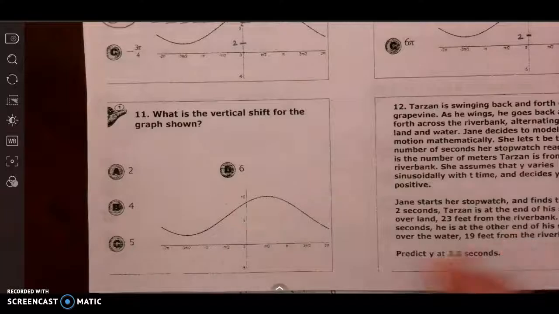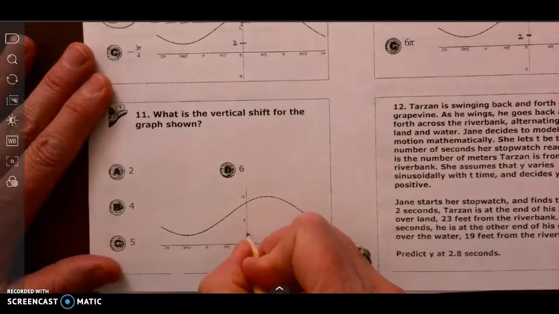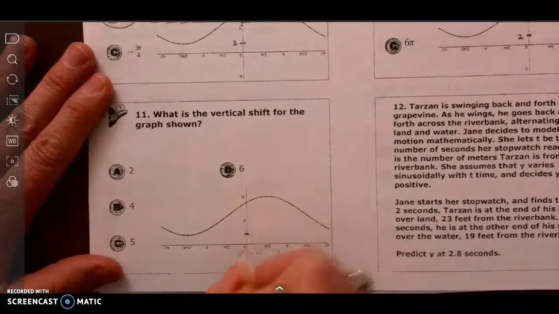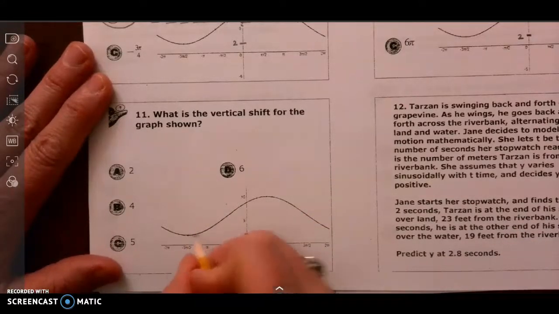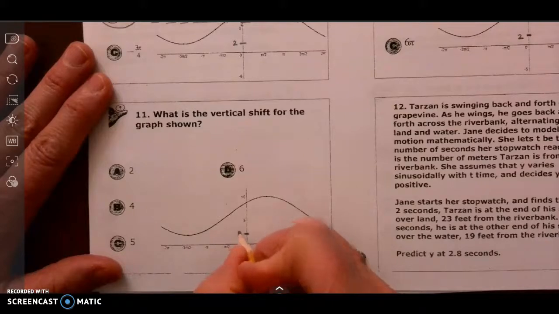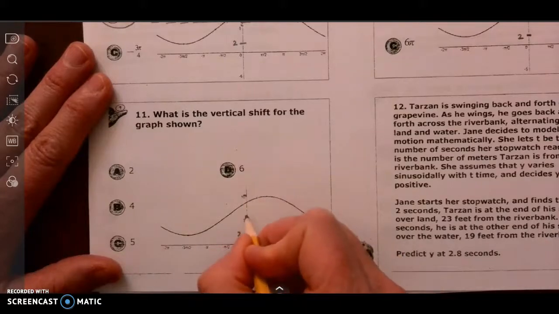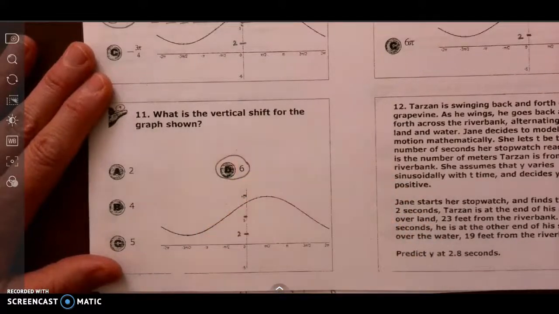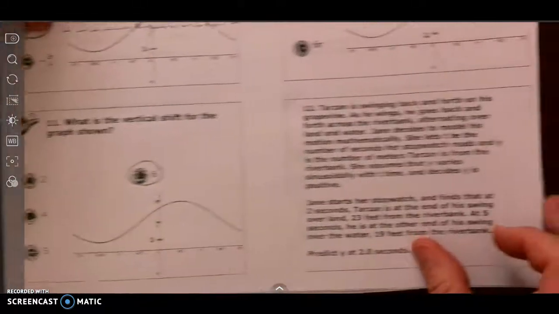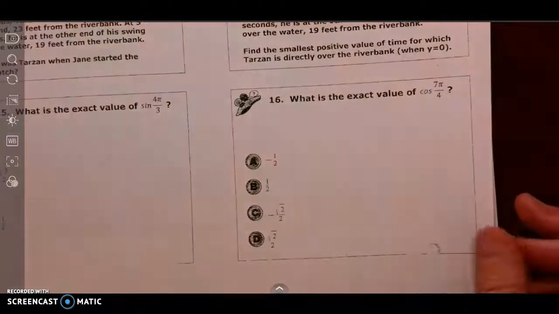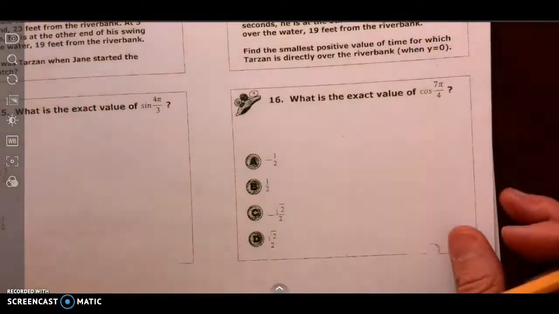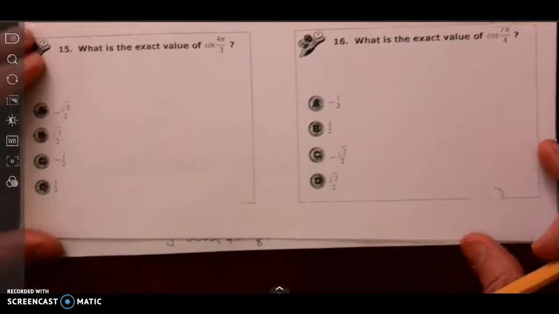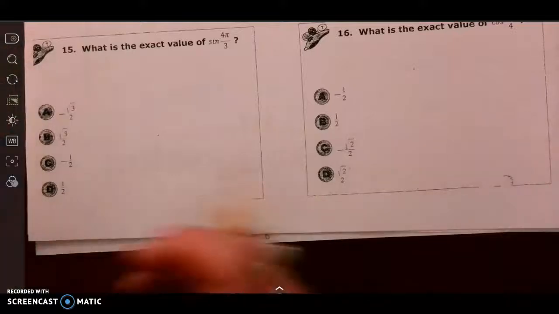Now let's do, again, the same graph, and now we're going to focus on the vertical shift. Well, we know that since this is 2 and this is 10, the axis must be at 6, so the vertical shift is 6. We're not doing 12 or 13 or 14, so let's see if we can get 15 and 16 in now.